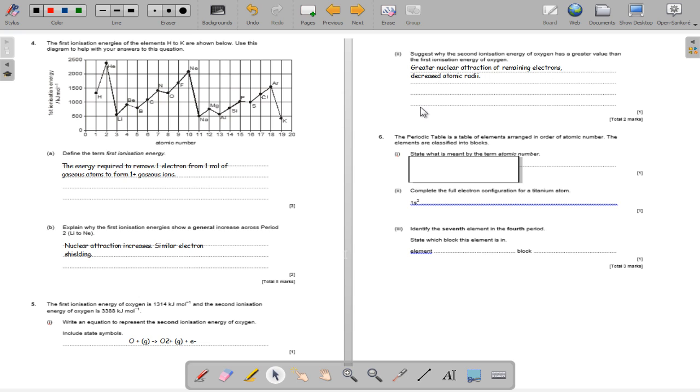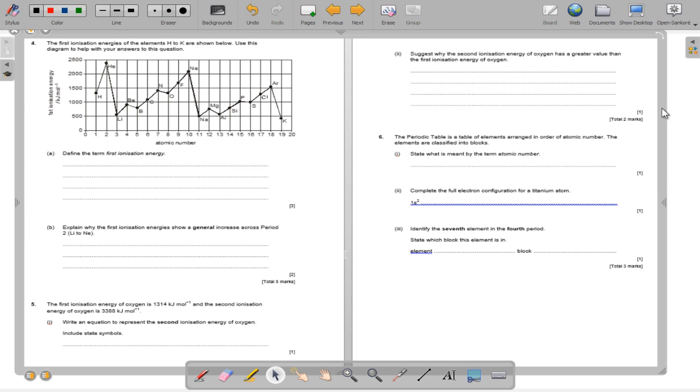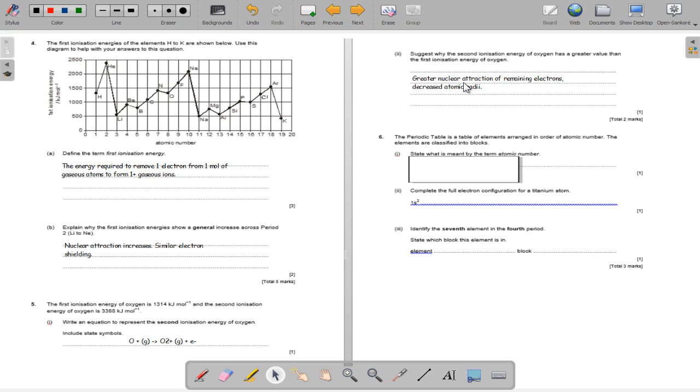So the next part is greater nuclear attraction of remaining electrons and a decreased atomic radii. That's what we need to say about the second ionization energy of oxygen having a greater value than the first ionization energy of oxygen. So decreased atomic radii because one electron has just been removed from each atom, so the nucleus is going to attract the number of electrons that are actually there and decrease the atomic radii, and greater nuclear attraction just because there are fewer electrons than there were before.